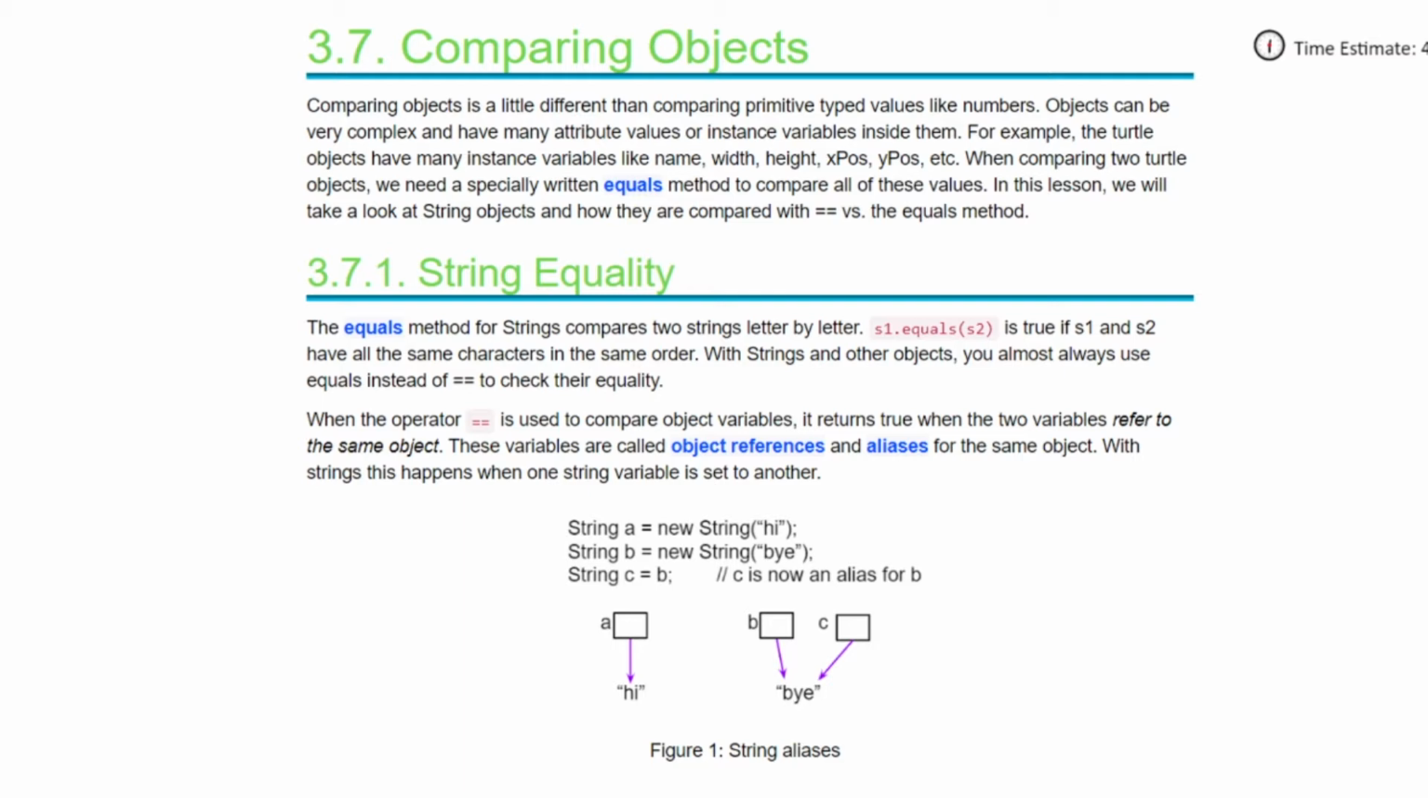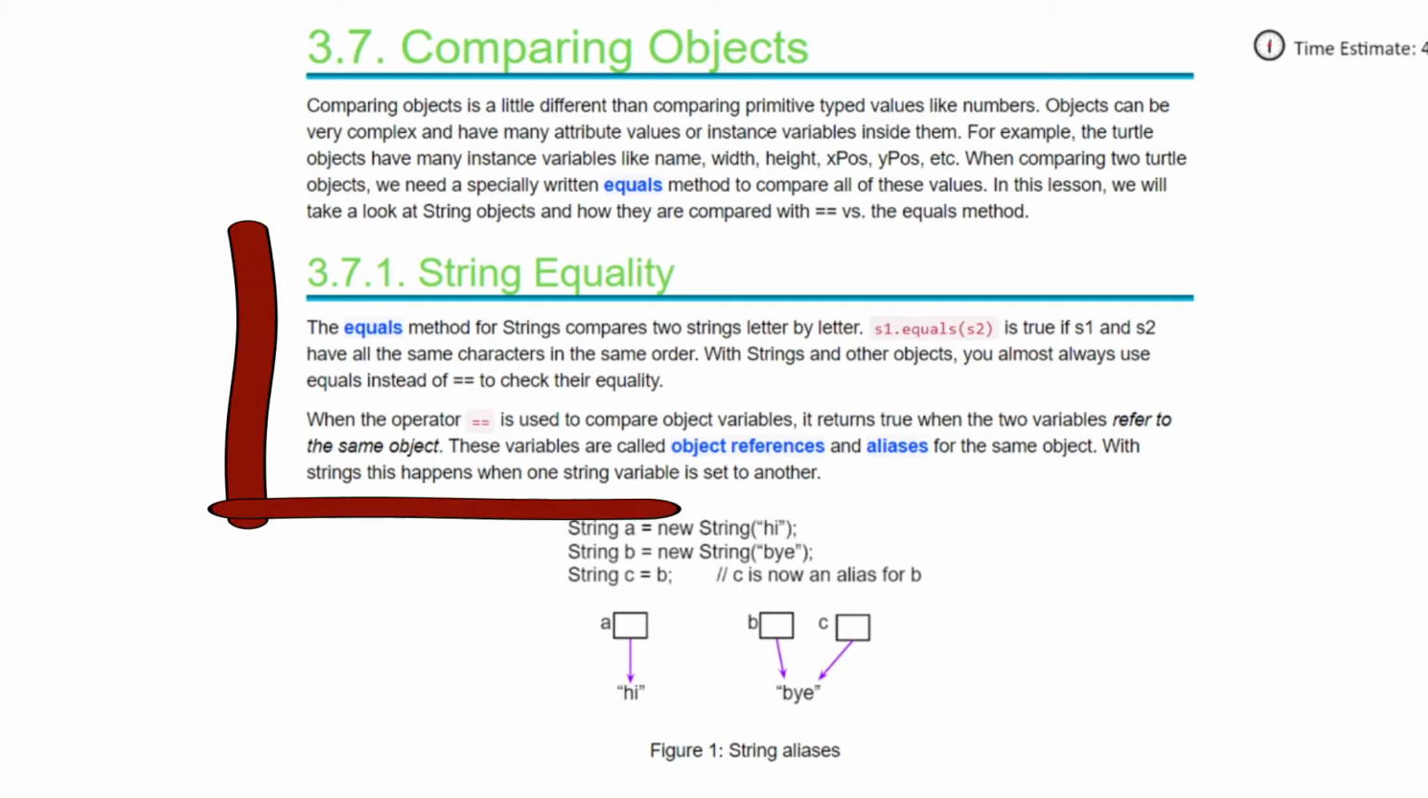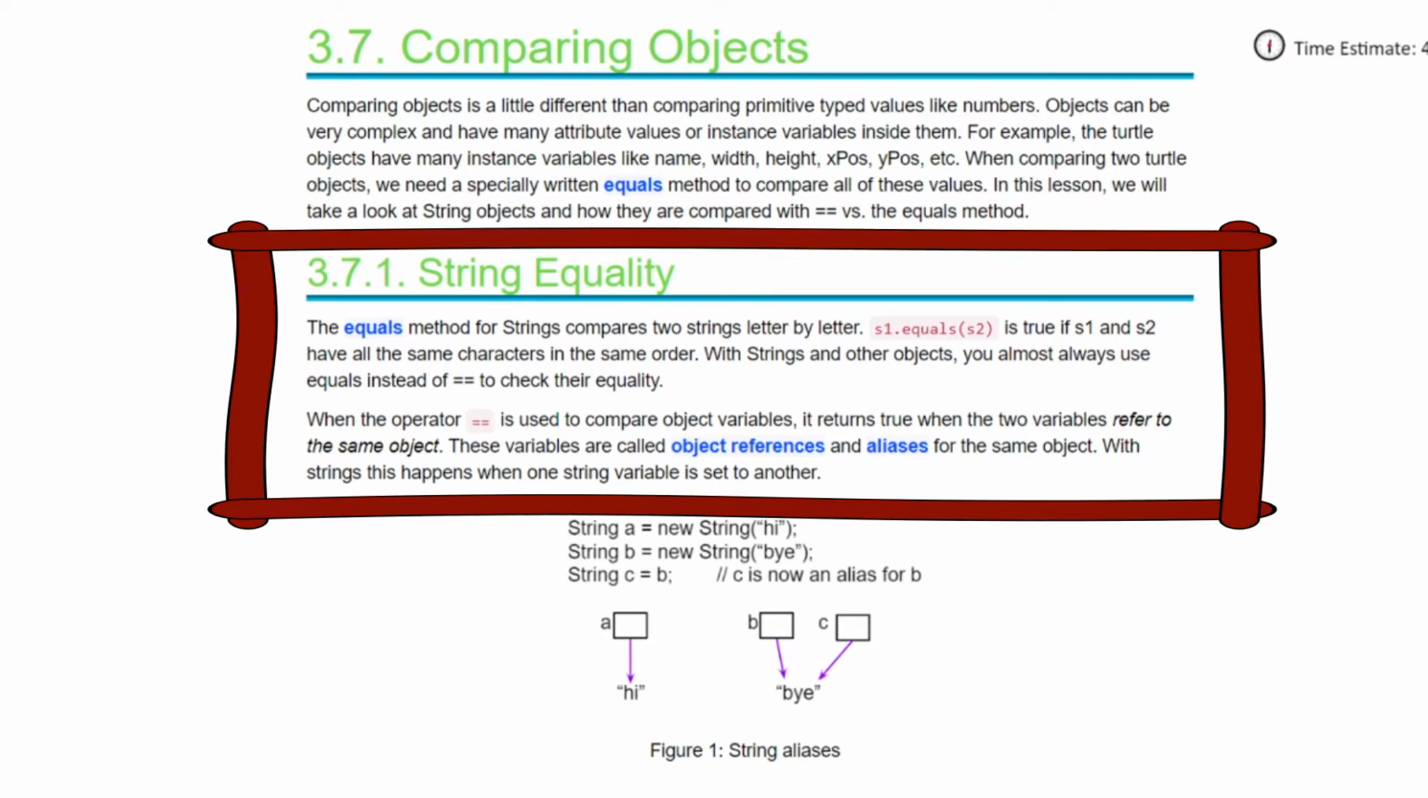In this lesson, we will take a look at a string object and how they are compared with the == operator versus the equals method. Kids, the heart of this lesson is going to be about the next two paragraphs, so pay attention. The equals method for string compares two strings letter by letter. s1.equals(s2) is true if s1 and s2 have all the same characters in the same order. With strings and other objects, you almost always use equals instead of == to check their equality.